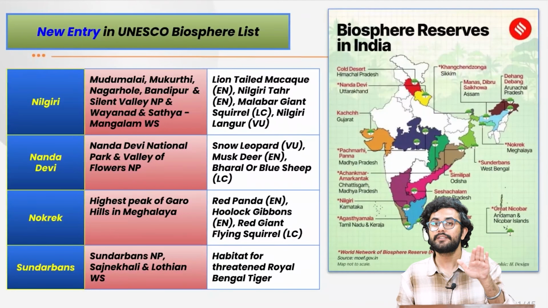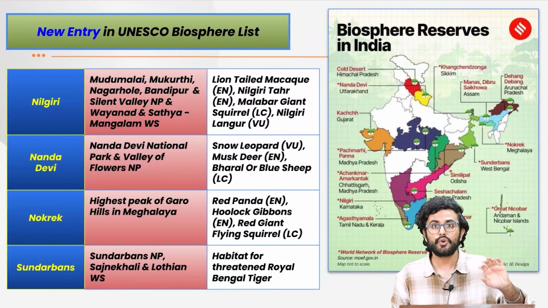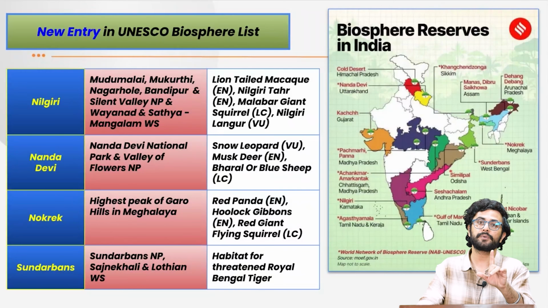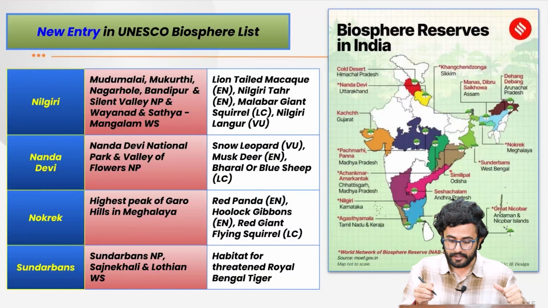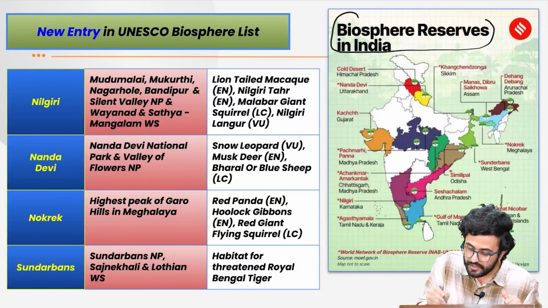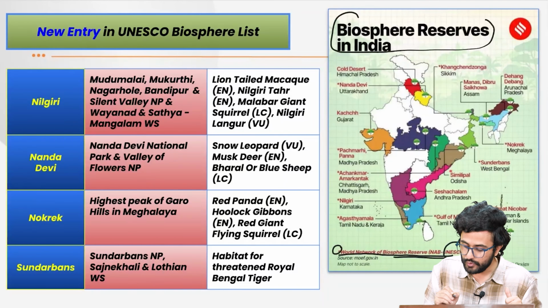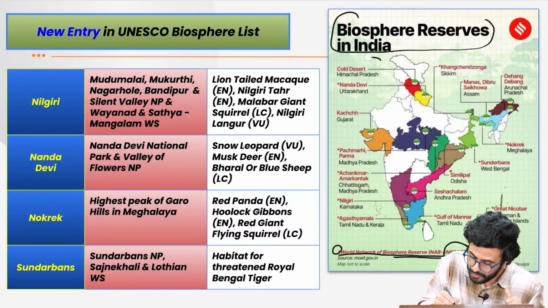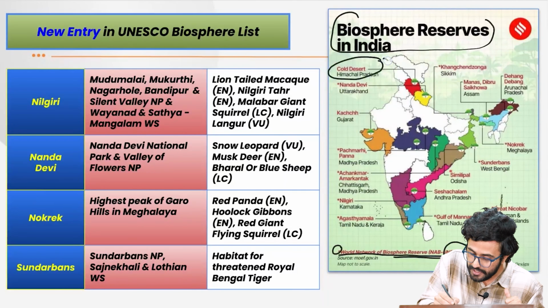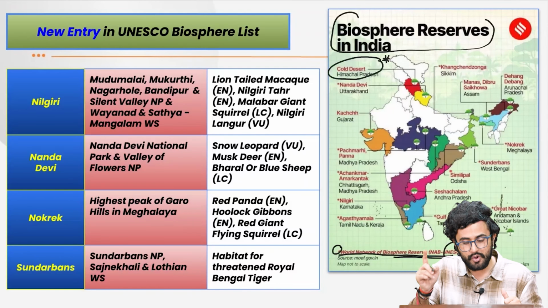Now, this list is very important. Take a screenshot, keep this list very important to you for the prelims examination. Look here. These are the total biosphere reserves in India, and the ones with an asterisk belong to the World Network of Biosphere Reserves of UNESCO. So for example, Cold Desert was not yet included, but now it has been included in the UNESCO list.